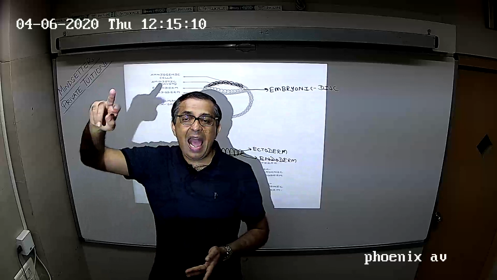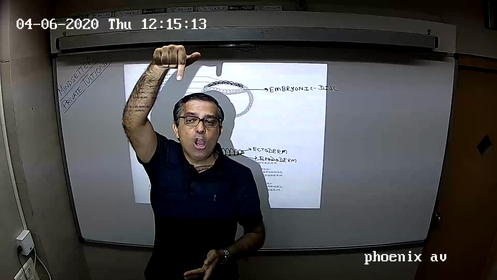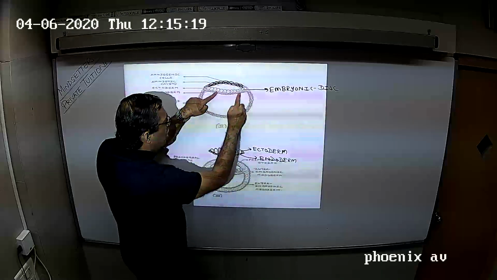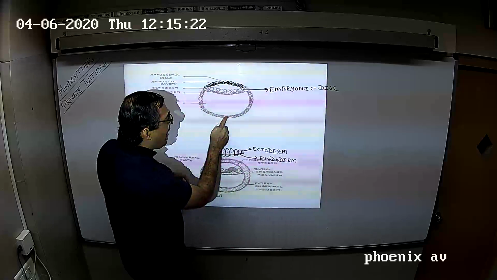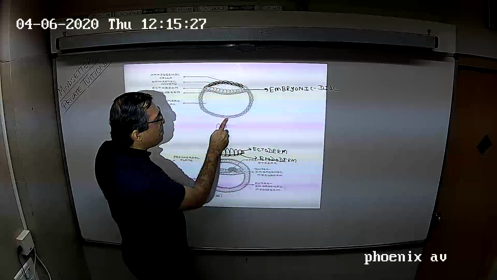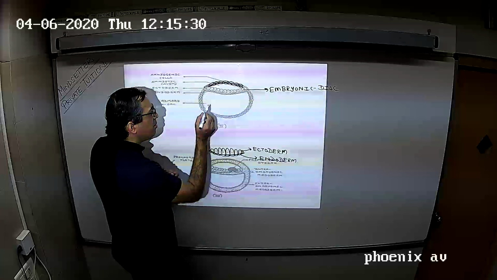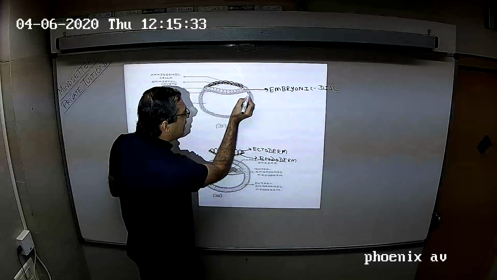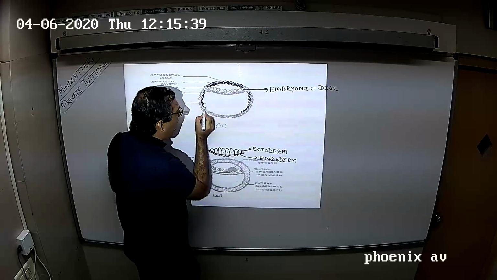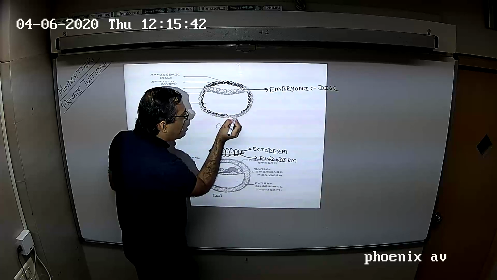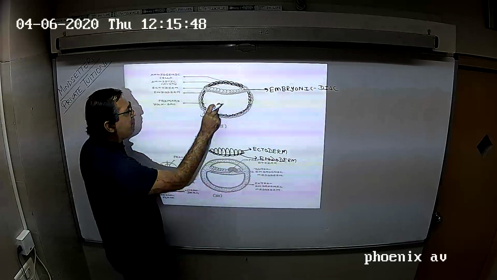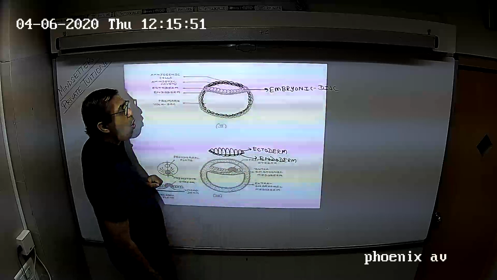And as the endoderm cells multiply downwards, they touch each other at the opposite pole called the embryonic pole. So where have endoderm cells touched each other? At the embryonic pole. Flat endoderm cells multiply downwards and touch each other at the embryonic pole, and they form a cavity which is called the primary yolk sac.